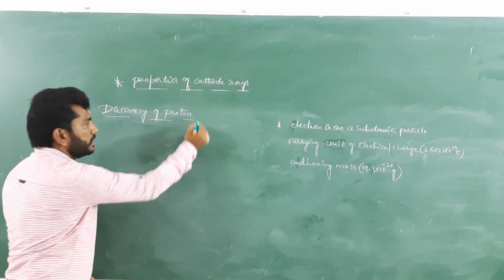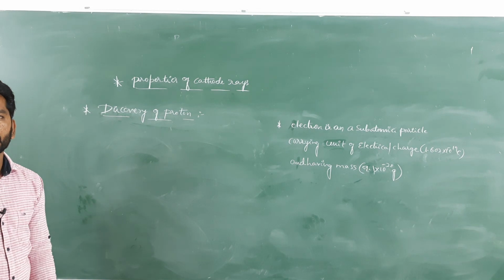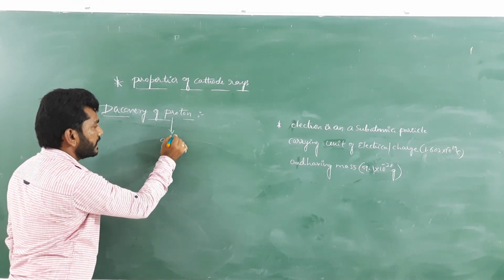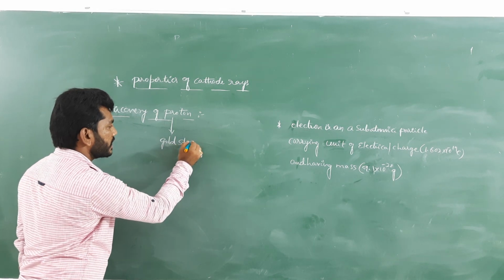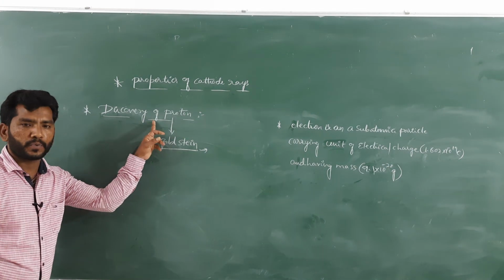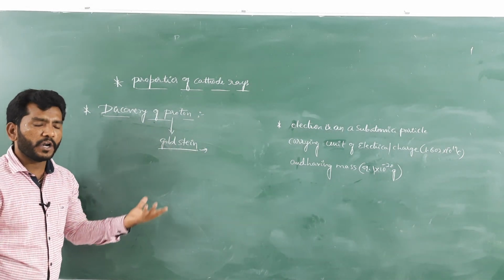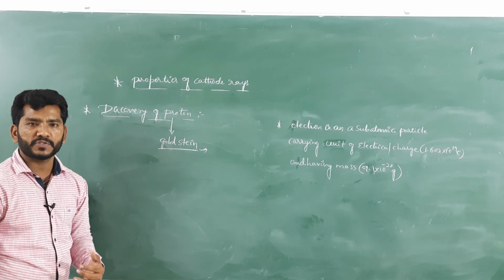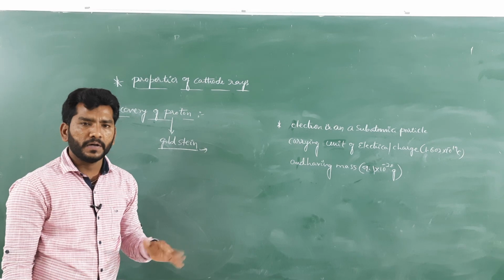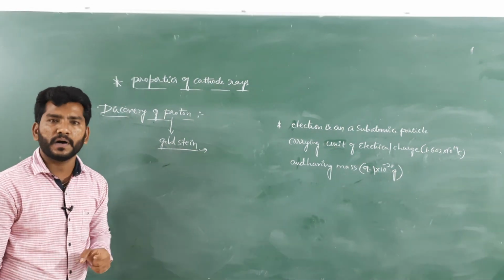So here the proton was discovered by a scientist called Goldstein. He was the scientist who discovered the proton. What he did was just modify Thomson's discharge tube, that's it. So he just modified Thomson's discharge tube experiment.